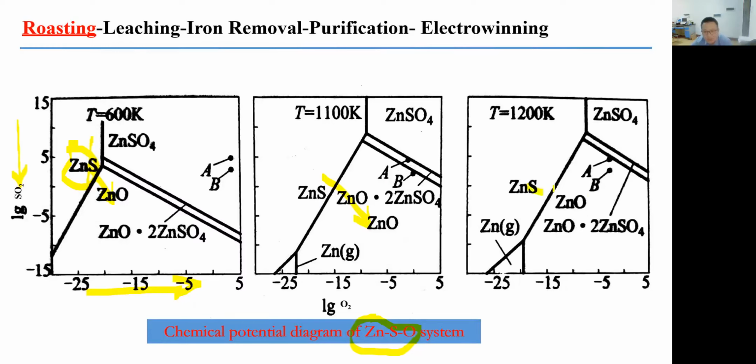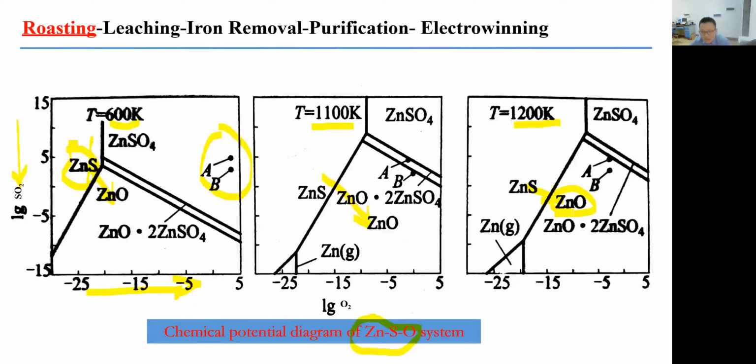And when we are increasing the temperature from 600 Kelvin to 1200 Kelvin, we'll find out that the A and B refers to the gas composition of industrial practice. We'll find out that when we are increasing temperature, this point moves to the stable zone of zinc oxide.